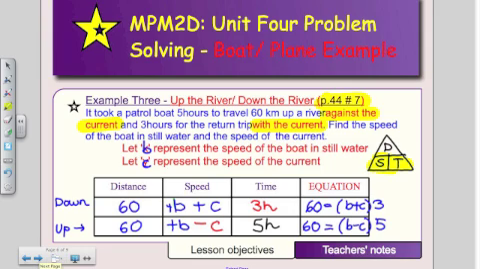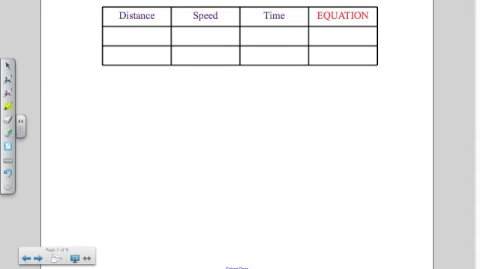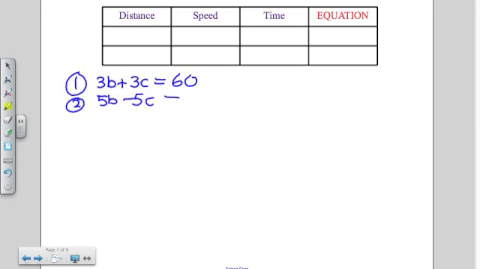And now we can actually go and solve this question. Don't be fooled. Just because we have a lot of the same numbers, or my distance is 60 in each case, that doesn't mean that this question cannot be solved. I'm just going to rewrite the equation. So my equation number 1 is going to end up being 3b plus 3c is equal to 60. And equation number 2, 5b minus 5c is also equal to 60.